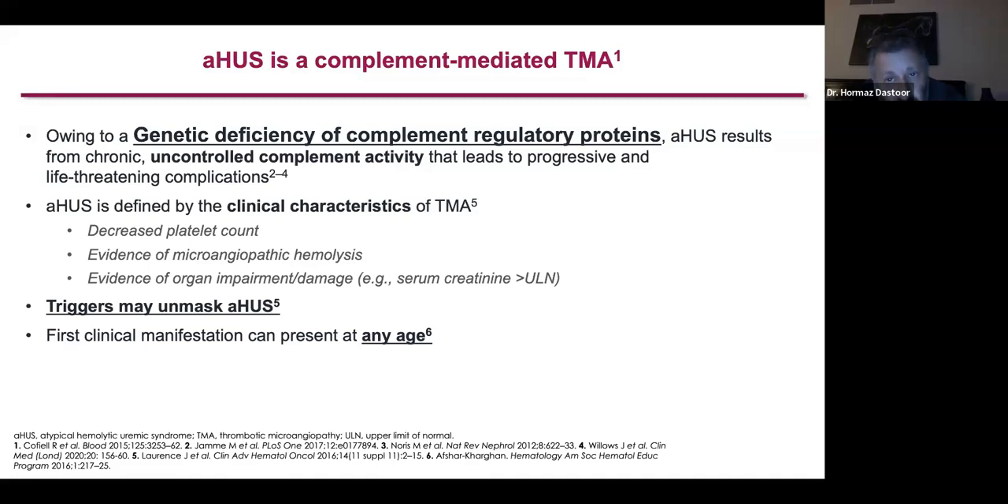The disease also needs a threshold to manifest itself. So if you have a TMA-like process which is initiated but does not reach a certain threshold, then it won't be clinically manifested or self-sustaining. The disease usually is self-limiting and kind of disappears by itself.